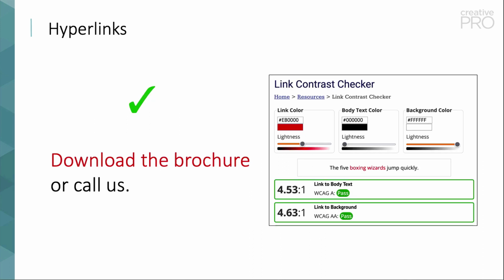Okay, let's take a look back at the example where contrast is being used to convey that the text is a hyperlink. The red hyperlink text has 4.53:1 contrast against the surrounding black body text. The red text also has sufficient contrast against the white background, which is fine for AA conformance.